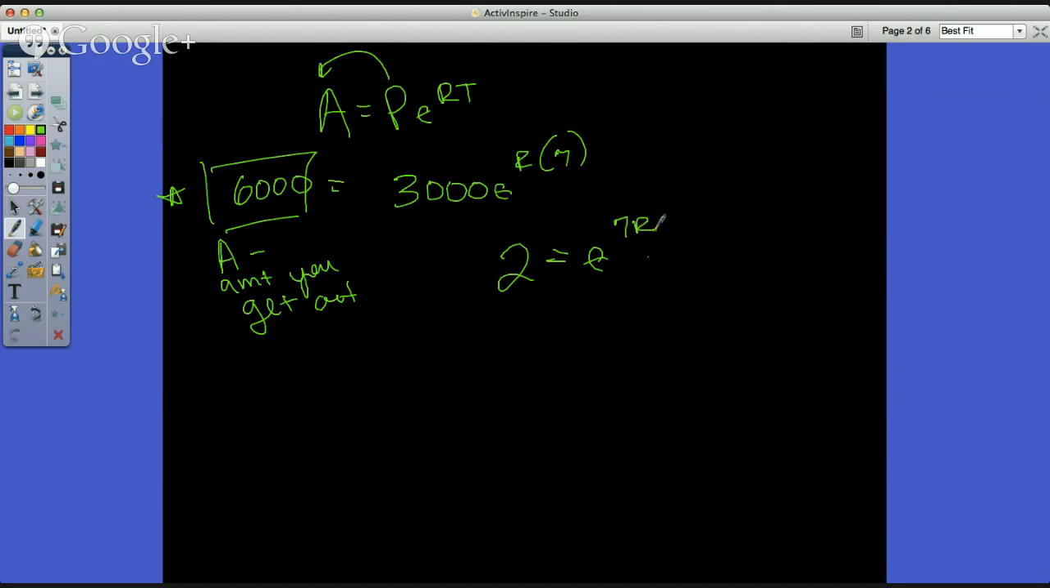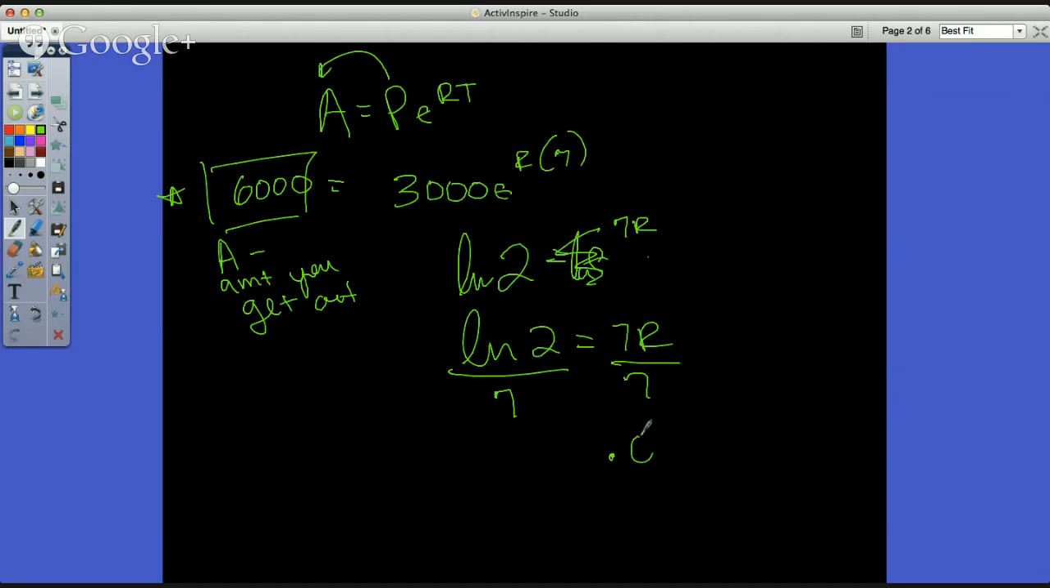Now, how could I get that r by itself? ln. Exactly. I do the ln of both sides, like Tyler said. What does that do on my right side? Cancels. Yeah, a little cancel party. Good, Thomas. So we have the ln of 2 equals 7r. Divide by 7: ln of 2 divided by 7. That gets me 0.099, so that'd be 0.1. That is my rate, 9.9%. Good.